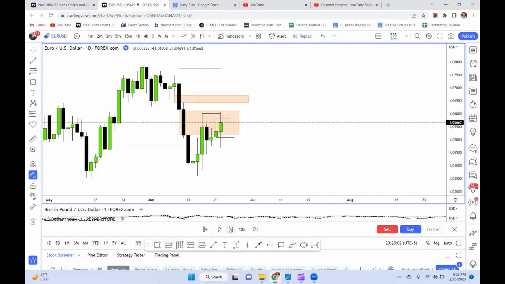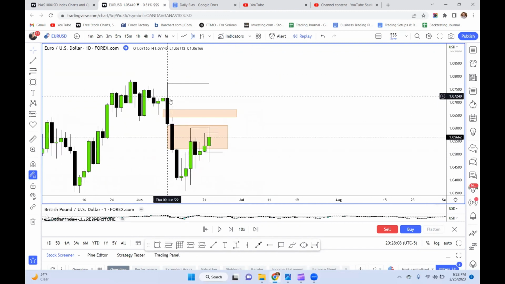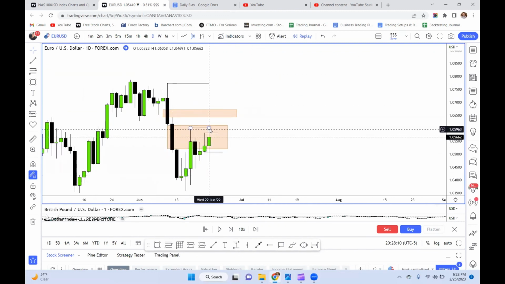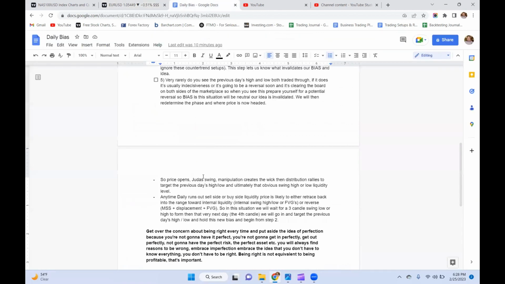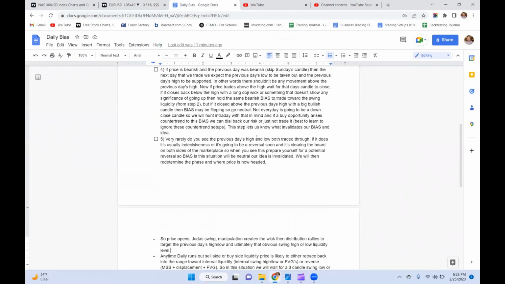Let's see what happens. Okay, so price actually traded to both of these. And we are in a retracement area, so it's likely that price is going to reverse or turn around. Because again, remember what we said here: very rarely do you see the previous day's high and low both traded through. If it does, it's usually indecisiveness where it's going to be a reversal soon and it's clearing the board on both sides of the marketplace. So when you see this, prepare yourself for a potential reversal. So bias in this situation will be neutral. Our idea is invalidated. We will then redetermine the phase and where price is now headed.